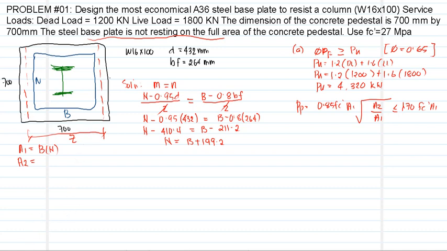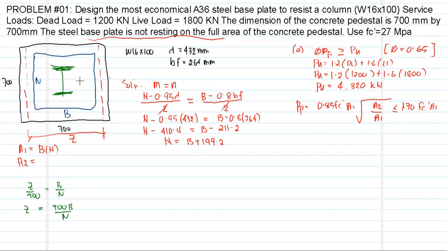So let's say Z over 700 is equal to B over N. So what would now be our Z? Our Z is equal to 700B over N. That is our Z. And for our A2, that is the area, the maximum area concentric with our supports.